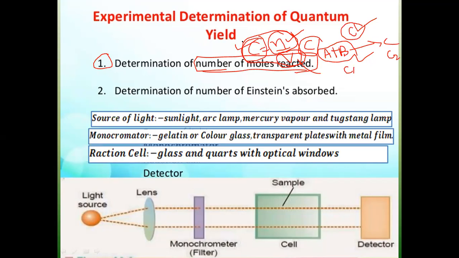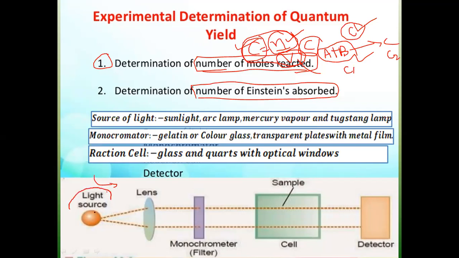Okay, the next factor we have to find out is the number of Einstein absorbed, or the number of quanta of energy absorbed by the reacting molecule. This term you can find out by using this experimental condition. For that we have to set up in this way.